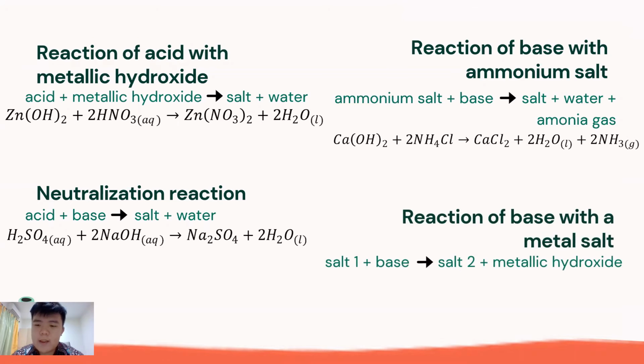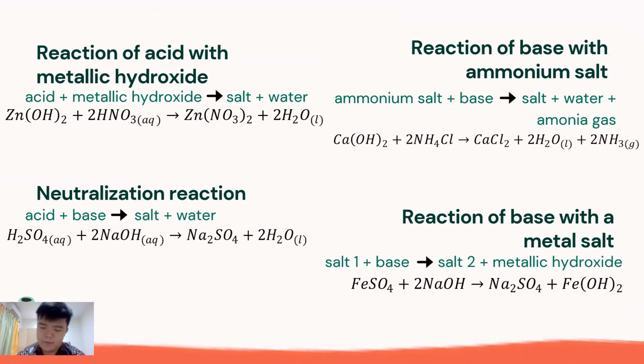And the last one is the reaction of base with a metal salt. In this reaction, the metal salt will react with the base, forming another salt and a metallic hydroxide. For example, ferrous sulfate, when it reacts with potassium hydroxide, will yield potassium sulfate and ferrous hydroxide.